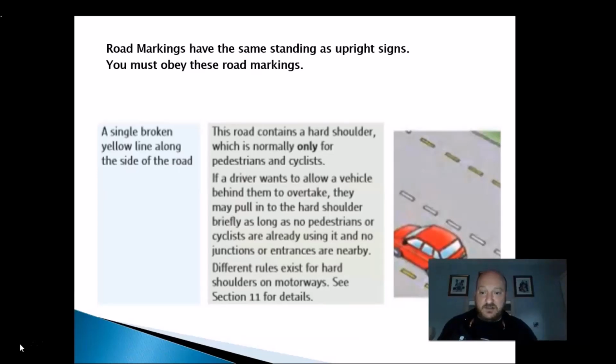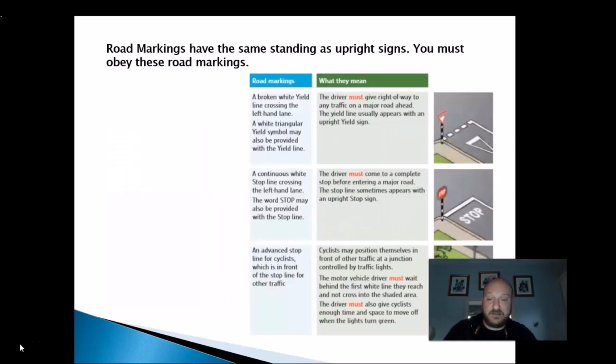Single broken yellow line along the side of the road. This road contains a hard shoulder, so the single broken yellow line indicates the beginning of the hard shoulder, the edge of the road. On a national road, of course, the hard shoulder might be used by cyclists or pedestrians, so you need to be extra careful.